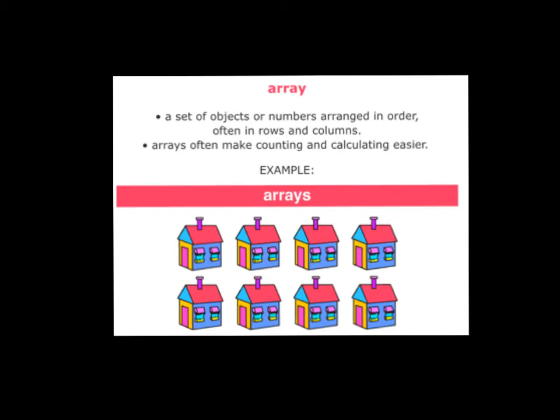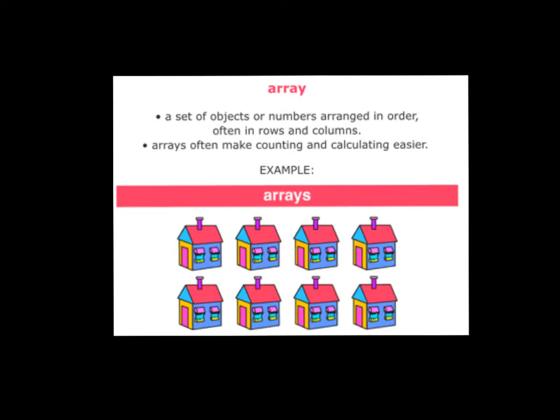Before we dive into the math, we're going to take a look at the definition. So take a minute and pause, and I want you to add this definition and picture into your notes. An array is a set of objects arranged in an order, often in rows and columns, and we're going to be looking at arrays that are only in rows and columns. They make counting and calculating easier, and we're going to use it to help us multiply.